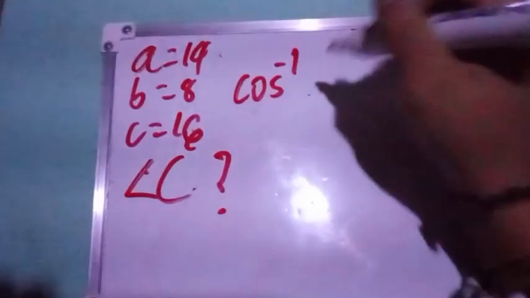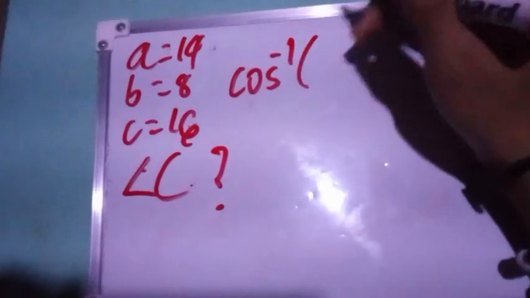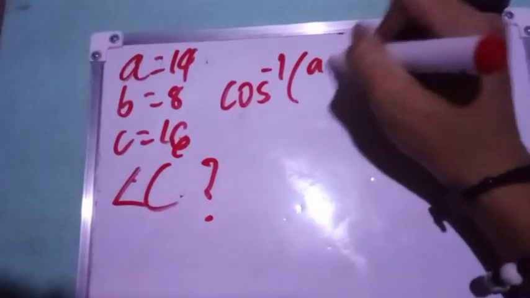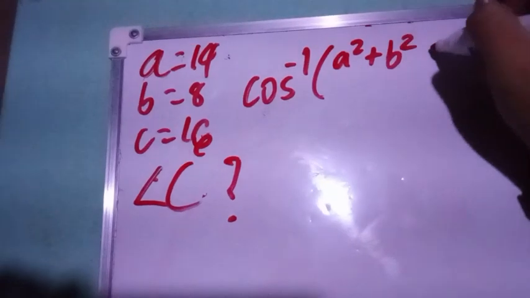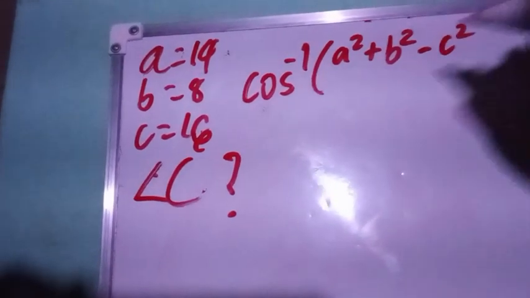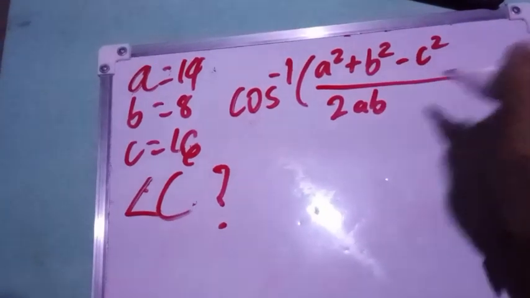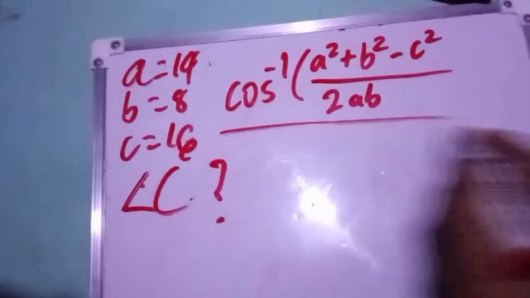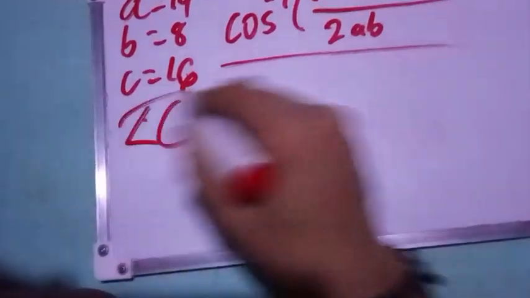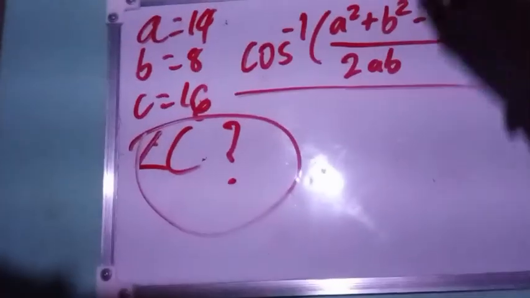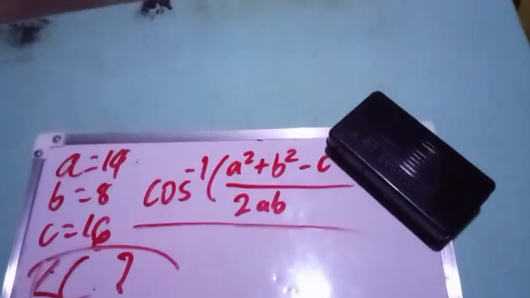cosine inverse of a squared plus b squared minus c squared over 2ab. So we're gonna use this formula here to find our missing angle. Okay, let me erase it.